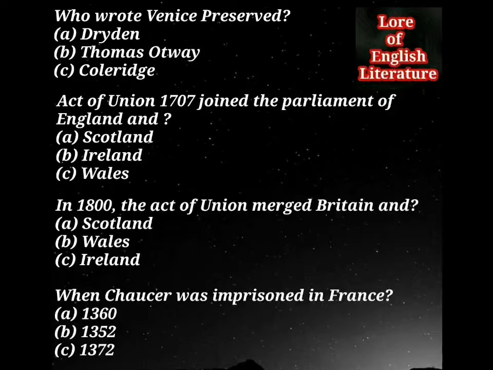When Chaucer was imprisoned in France, what was the year in which Chaucer was imprisoned in France? So it was 1360. So the 100 Years War was going on between England and France. Chaucer was sent to France as a spy. So he was captured in France. So he was released when King Edward III directly interfered, and King Edward III was the one who was behind the release of Geoffrey Chaucer in 1360.